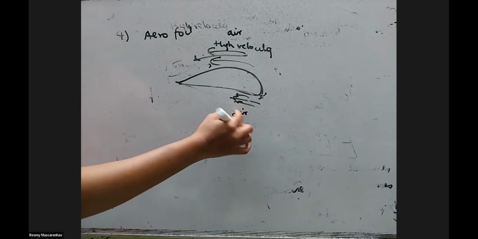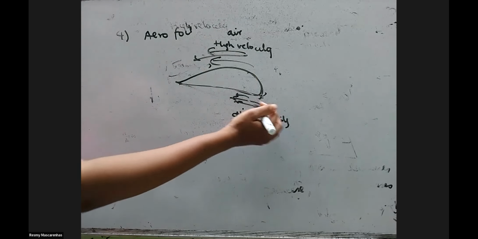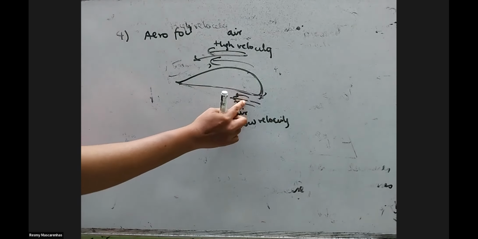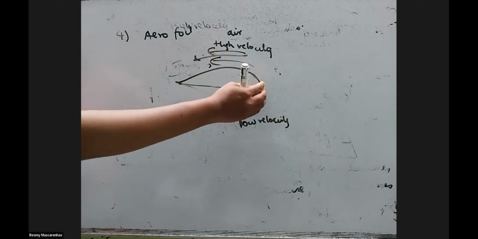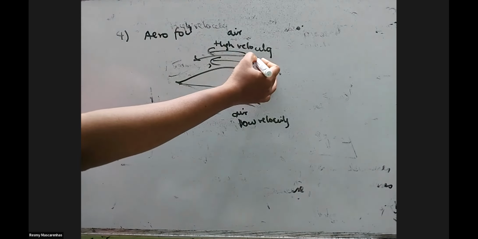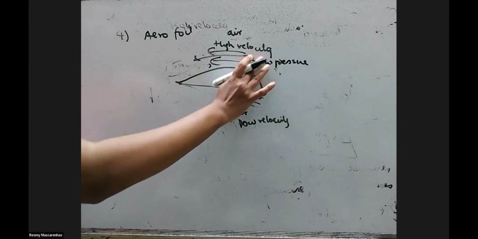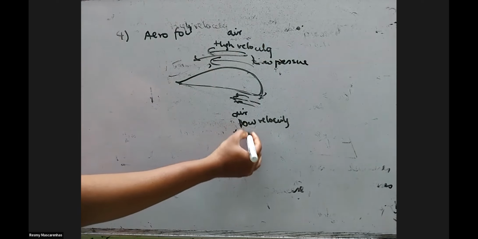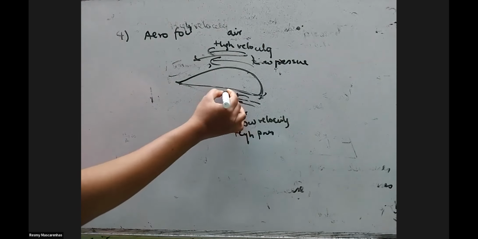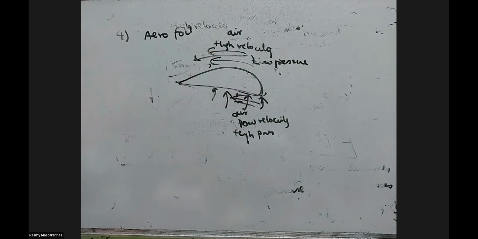This air below is at lower velocity. On this side it will take some time to flow. The speed is slow here, and the speed of the wind is fast above. So what is going to happen? Low pressure will be there above, and high pressure will be there below. This high pressure will start pushing the wing up. So that is how it helps the plane to fly upwards, not downwards.